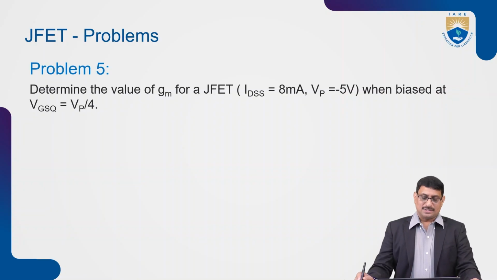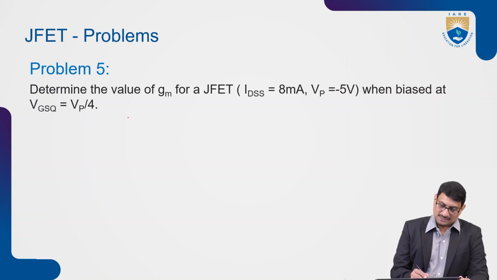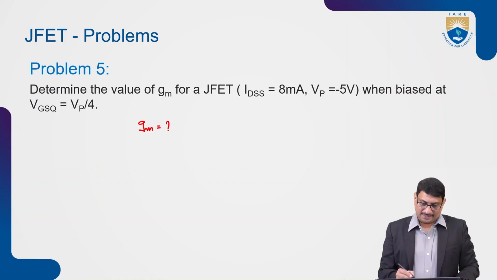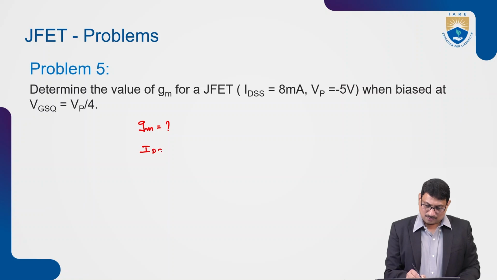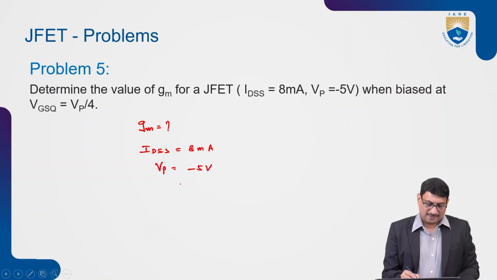Determine the value of GM for a JFET, if IDSS is equal to 8 milliamperes and VP is equal to minus 5 volts, when it is biased at VGSQ equal to VP by 4. So what is asked is to calculate the transconductance GM, when IDSS is equal to 8 milliamperes and VP equal to minus 5 volts, and when it is biased by VGSQ equal to VP divided by 4.